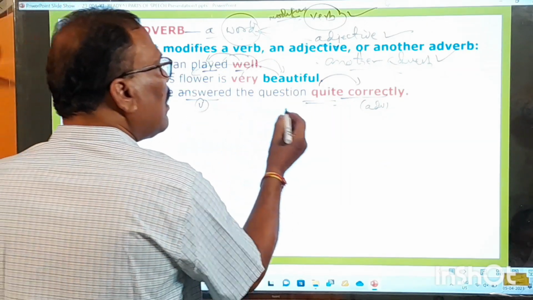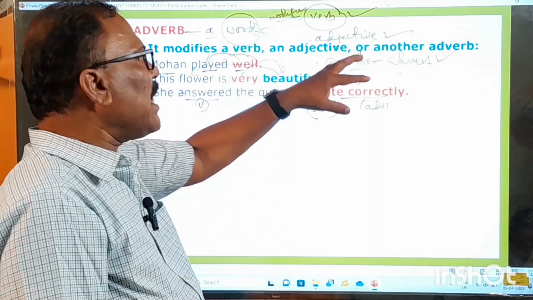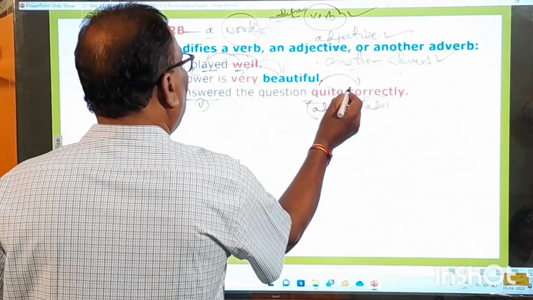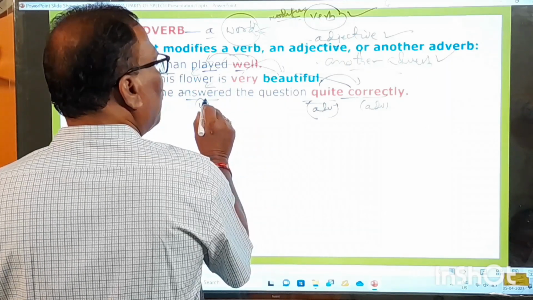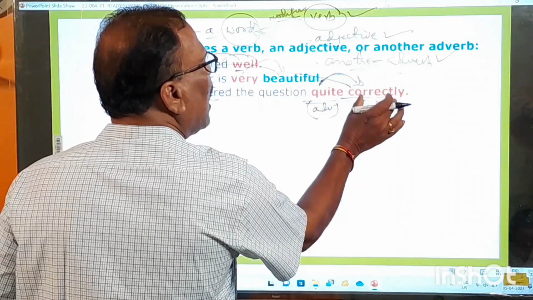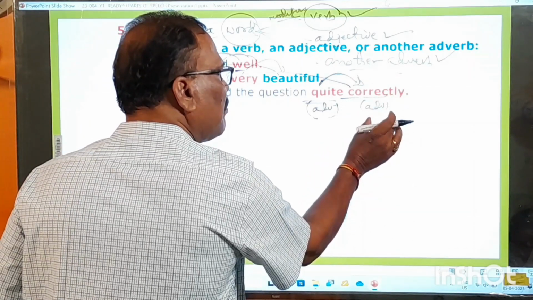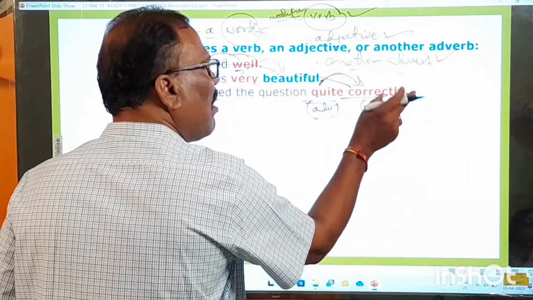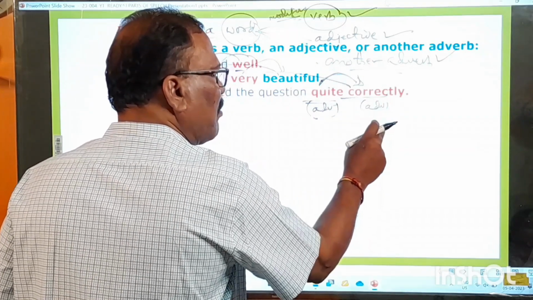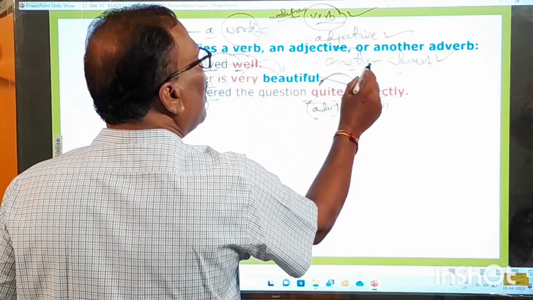And how much correctly? Quite correctly, not 50% correct or 25% correct or something. Quite correct. So this correctly is describing this verb. It's an adverb. And what is this quite doing, sir? It is describing this adverb. An adverb can describe another adverb. No other word can describe another adverb. An adverb can only describe another adverb. So in this way, adverb can describe a verb, an adjective, and another adverb.